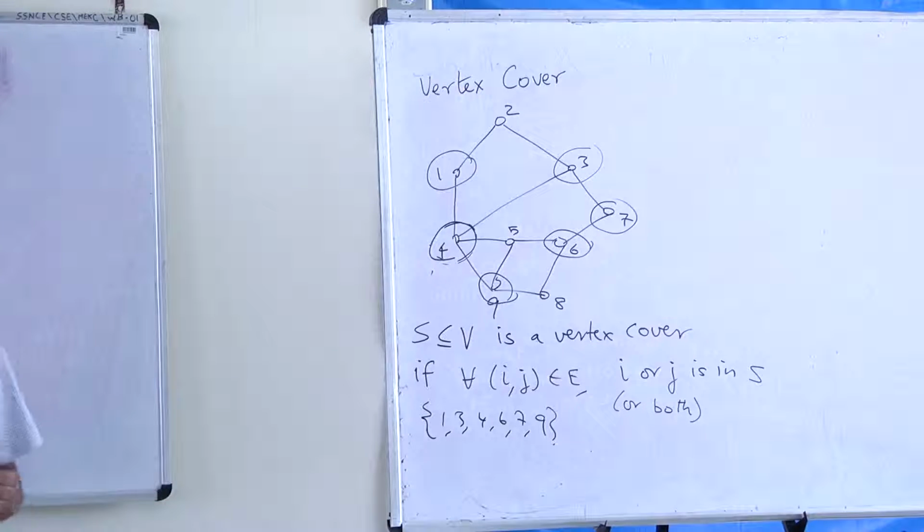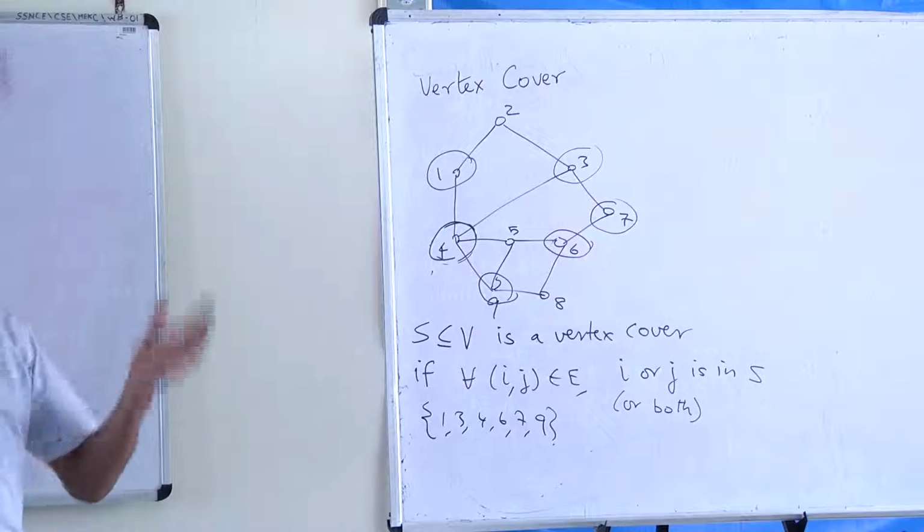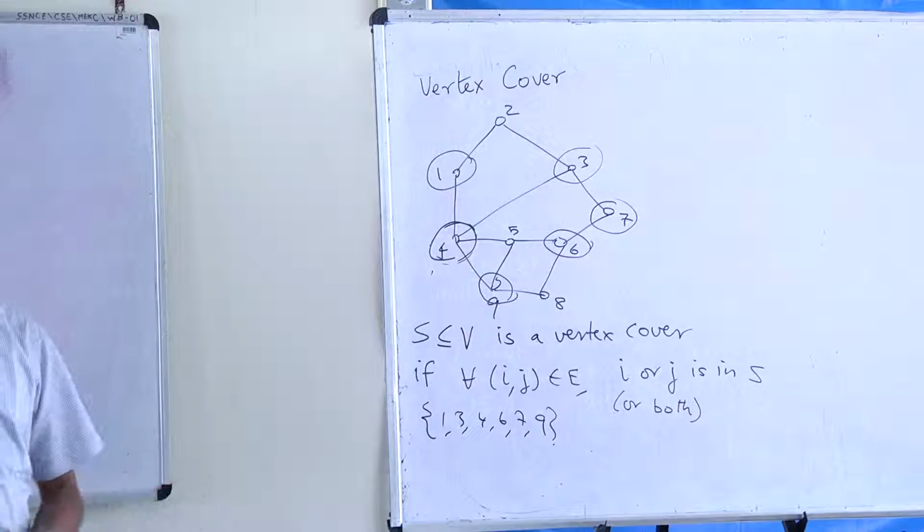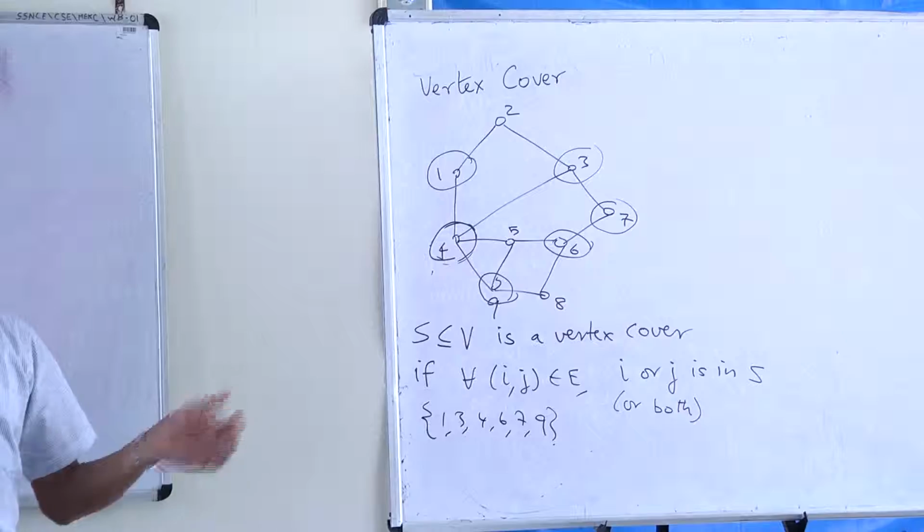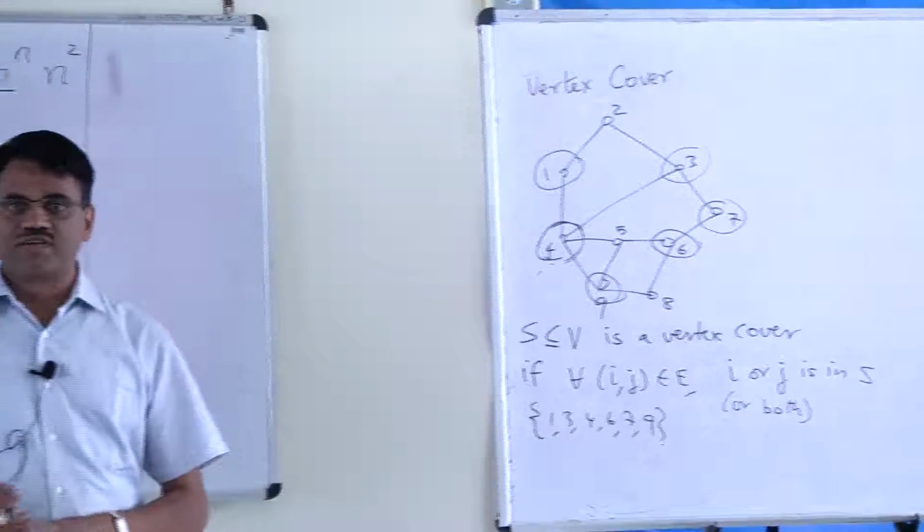Okay. What is the natural question here? Should I ask for a maximum size vertex cover or minimum size? Why is max not interesting? If you take the entire vertex set, it covers every edge, right? So that's a maximum size. So the more natural question is minimum vertex cover.